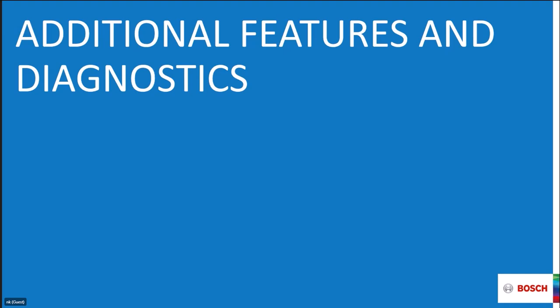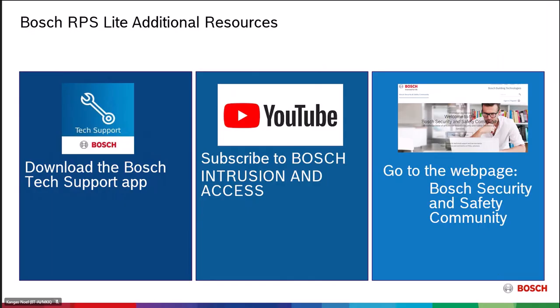RPS Lite is a panel programming software for system owners with Bosch Intrusion panels. It allows you to change, add, or delete end-user information such as passcodes, cards, key fobs, user windows, and schedules easily to better suit your needs.